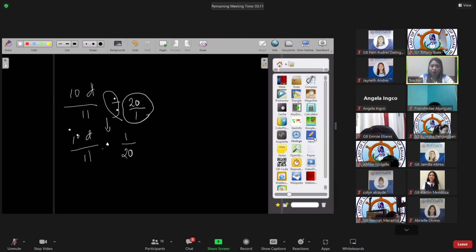Get the common factor of 10 and 20. What are the common factor of 10 and 20? 5 or 10. Okay, 10. So we have 10. So cancel out 10 and 20. So 10 divided by 10? 1. 20 divided by 10? 2. Okay, 2. Then the remaining factor, so we have 1 times 1. So 1d, so we have d.